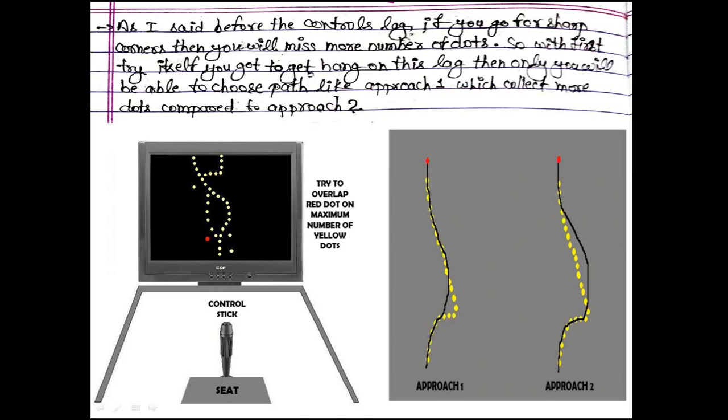Here you can see this is the control stick. You have to play using the control stick and pedals. Try to overlap the red dot on the maximum number of yellow dots. So this is the correct approach, approach 1, and this is approach 2, which is the wrong approach, because here you are losing the maximum number of dots.